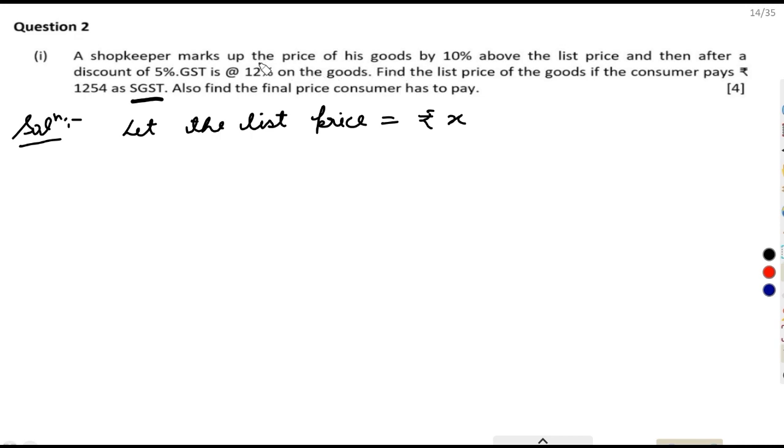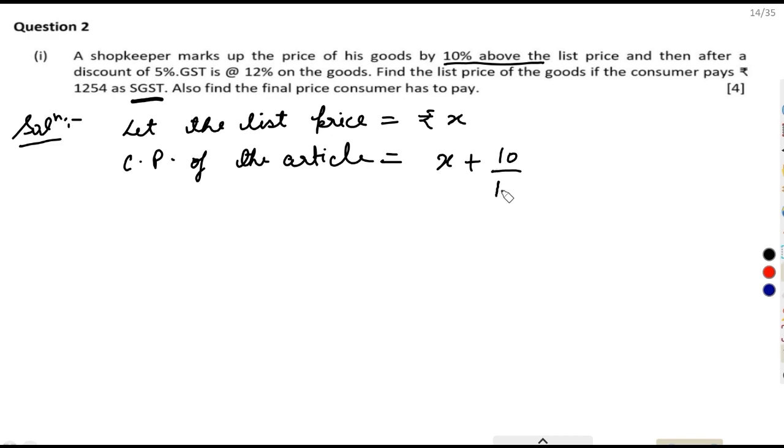Then the shopkeeper marks up 10% above the list price and then he is giving a discount of 5%. It means the CP of the article will be, first of all, we are finding the marked price, that is X plus 10% of X, which he has added to the price. Now he is giving a discount of 5%. It means from this he will reduce 5%. Then CP will be this.